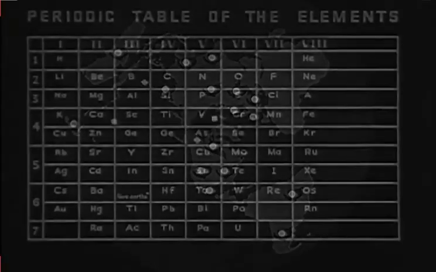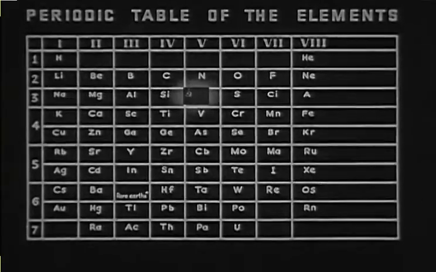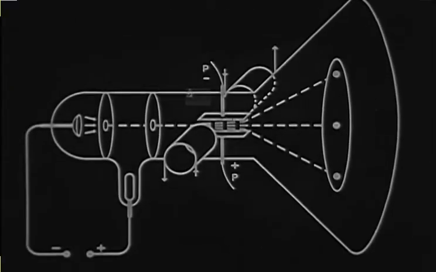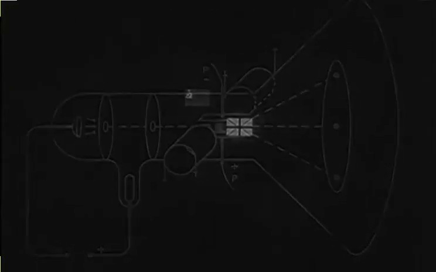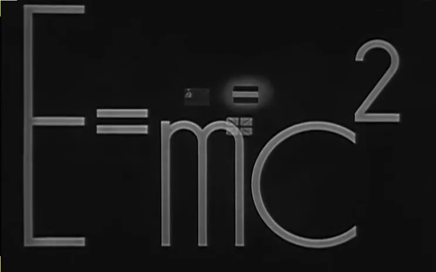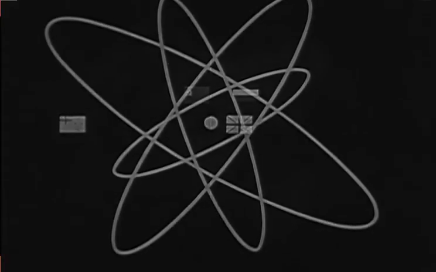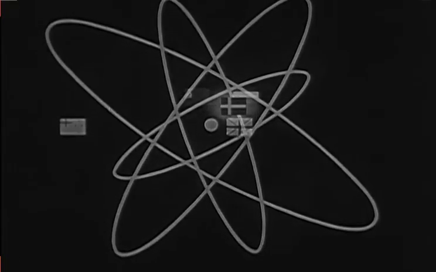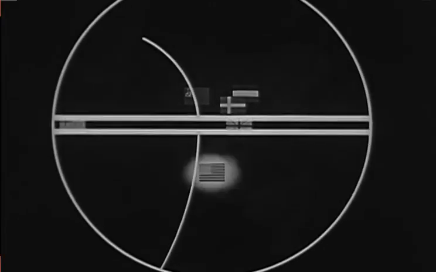The periodic law of the elements was discovered by Mendeleev, a Russian. The electron by Thomson, an Englishman. The theory of relativity by Einstein, a German. The atomic nucleus by Rutherford, a New Zealander. Atomic structure by the Dane, Niels Bohr. The positron by Anderson of the United States.